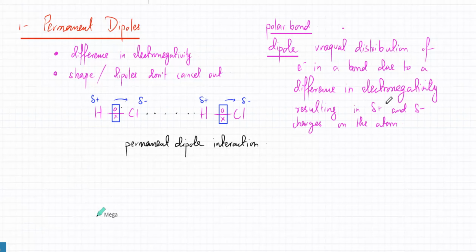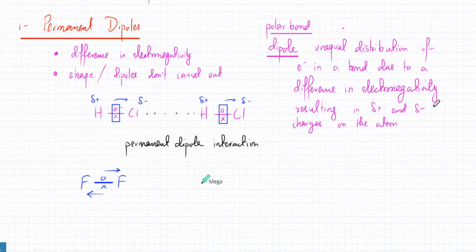You just write delta positive, delta negative. Anyway, so when will you not get a dipole? You're not going to get a dipole if there is no difference in electronegativity. So for example, you've got a fluorine molecule. In the fluorine molecule, the electrons would be exactly in the middle. Both atoms will try to attract the electrons with equal force.